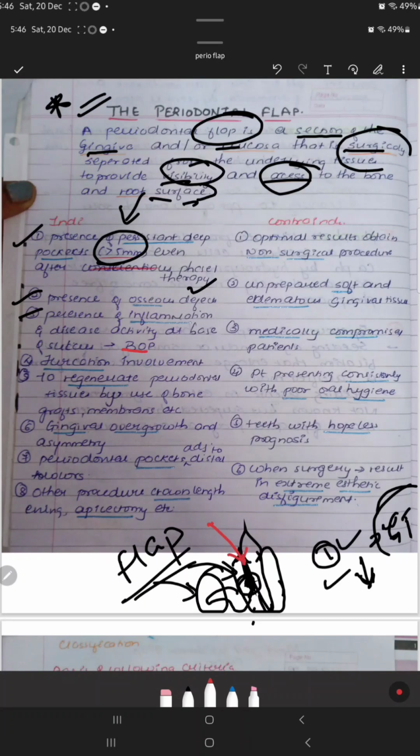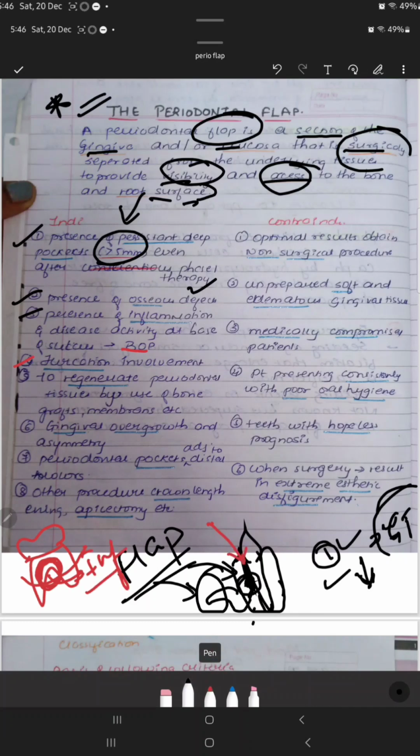And if there is bleeding on probing, furcation involvement. What is furcation? Furcation is this area between the two roots of a single tooth. So if the furcation is involved, if there is recession, and if there is any infection, to check this out we have to raise the flap.